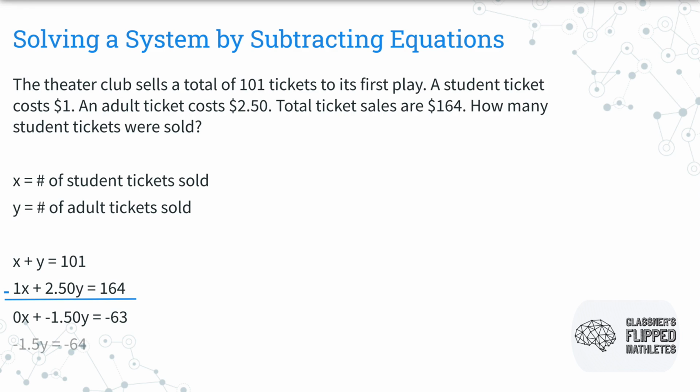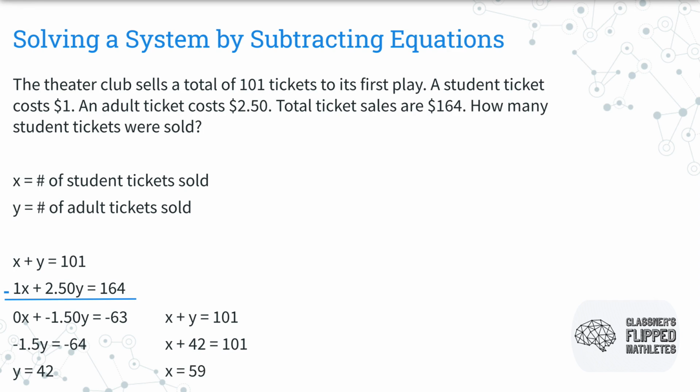0x is just 0, so it's really negative 1.5y equals negative 63. And divide by negative 1.5, you get y equals 42. We can plug it back in. I'm going to choose to plug it into the x plus y equation. You could do the x plus 2.5y and you get the same answer. But if y is equal to 42, plug in 42 for y, subtract 42 from both sides, x equals 59.